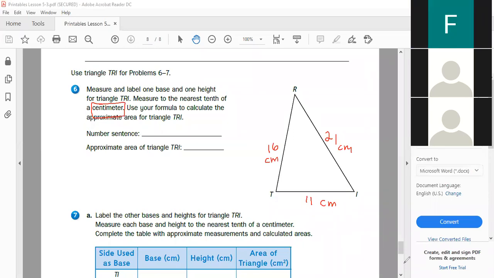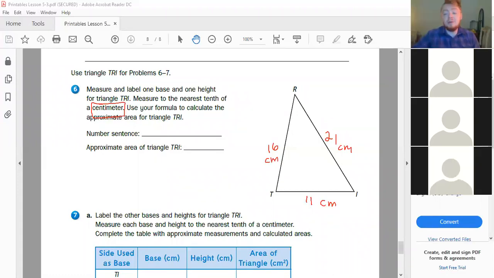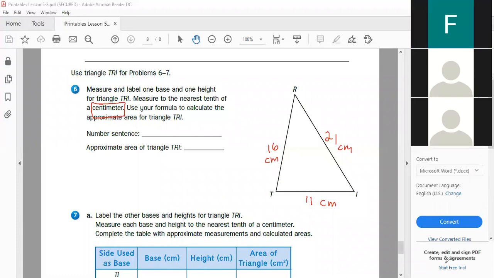Which one's our base? Hint, our triangle is nice and flat for us on the ground already, which means we should know our base. Chantel or Deshawn, either one of you, this is all you. Chantel, can you tell me which one is the base based on this triangle? Which side is flat on the ground?